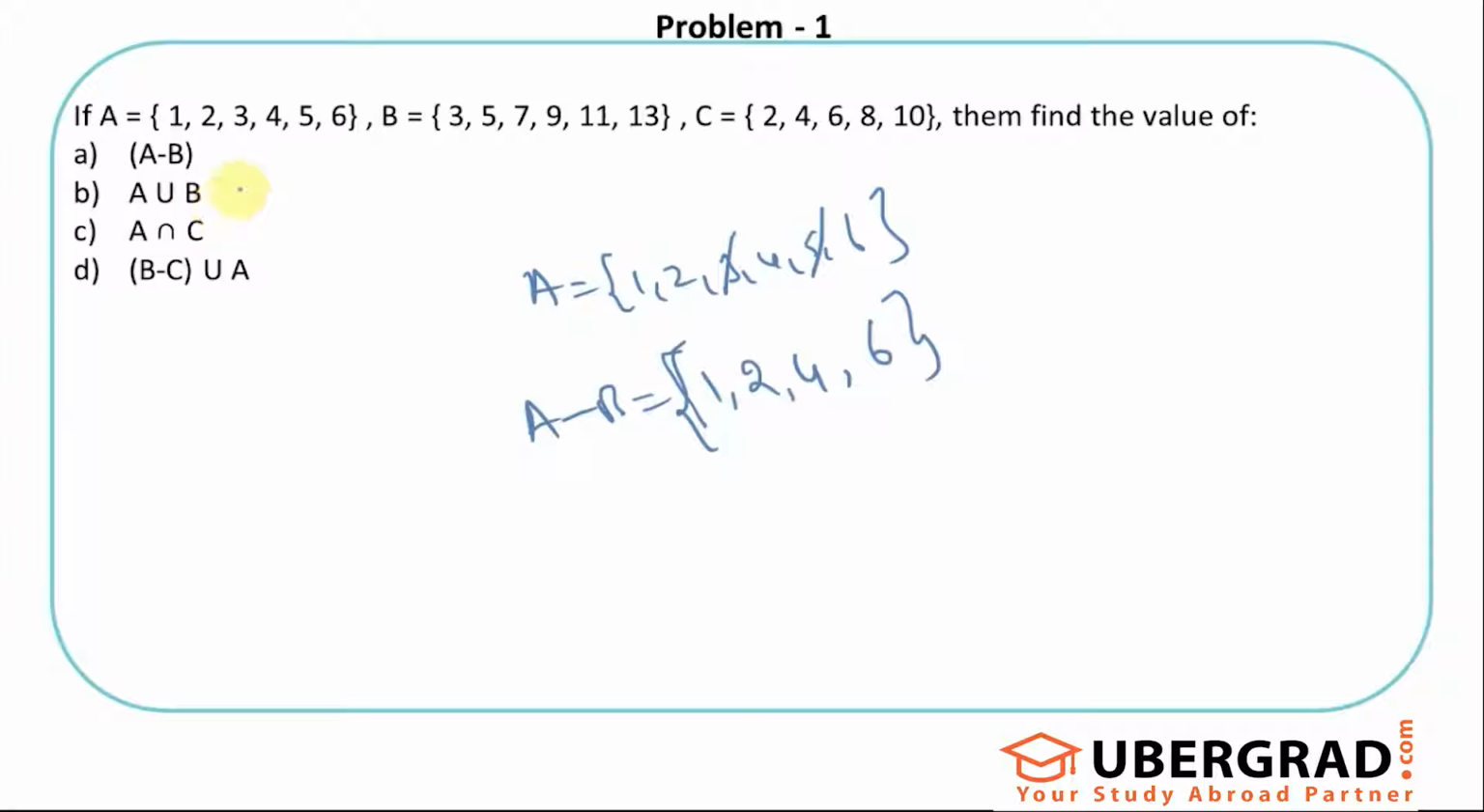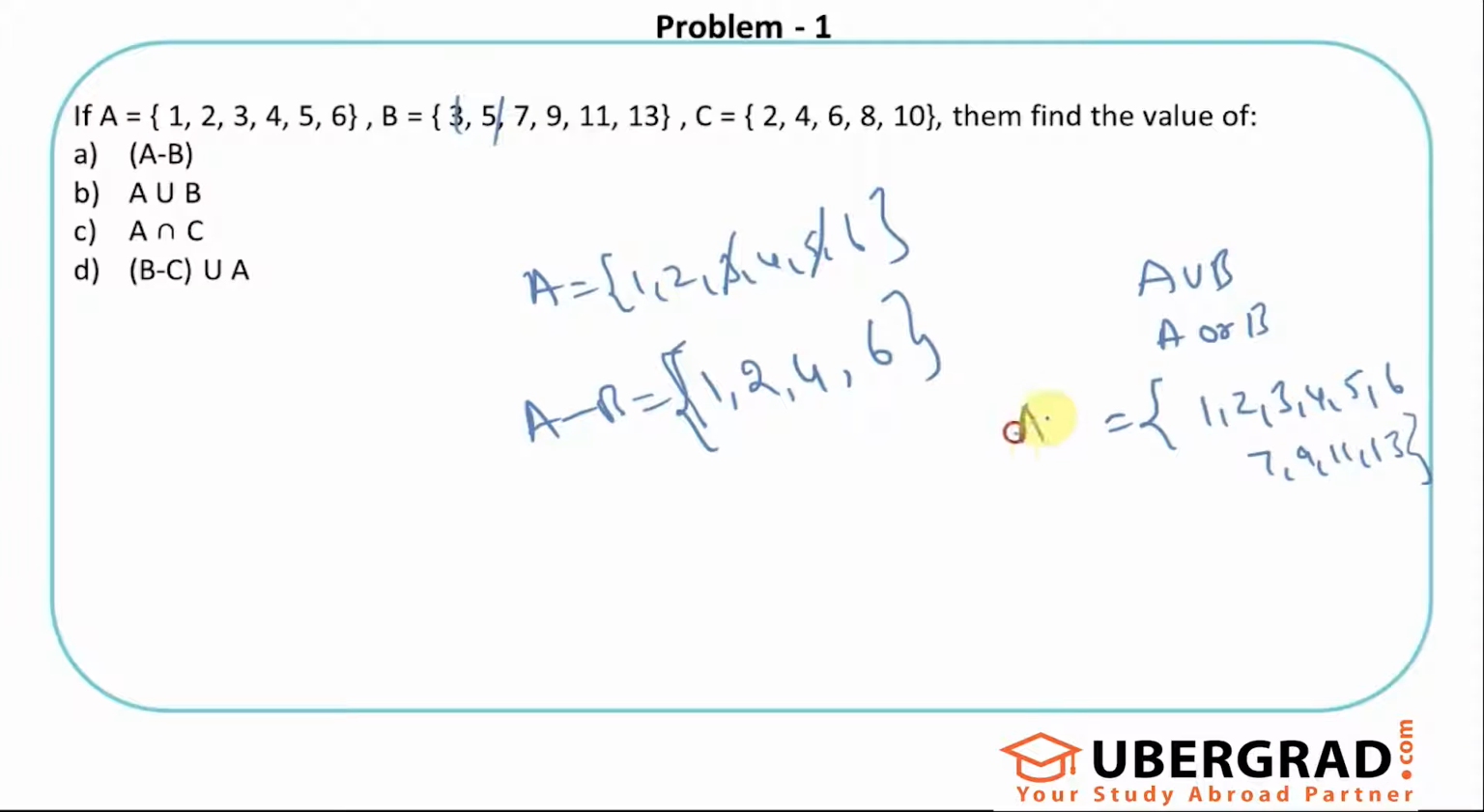A union B. As I said, A union B is basically A or B. Even if the element is present in only one of these two sets, we'll count that. 1, 2, 3, 4, 5, 6. I'll write everything which is part of A. Then I'll write other elements which are not present in A. Like 3, 5 is already counted here, so I will not write them. 7, 9, 11, 13 are not counted in A, so I will write 7, 9, 11, 13. This is A union B.